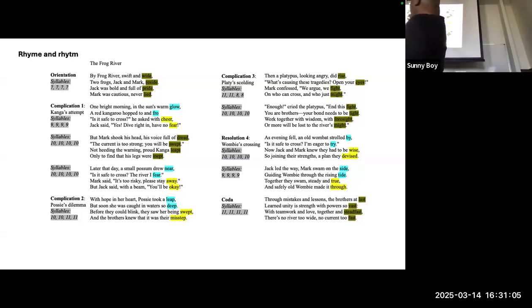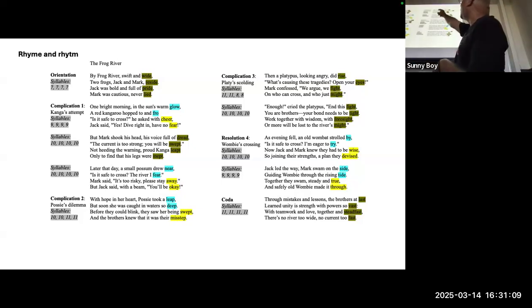So you will notice the couplets are always together. So they're always 11, 11, 8, 8. Let's notice how it comes with the complication. So then a platypus looking angry did rise. What's causing these tragedies? Open your eyes.